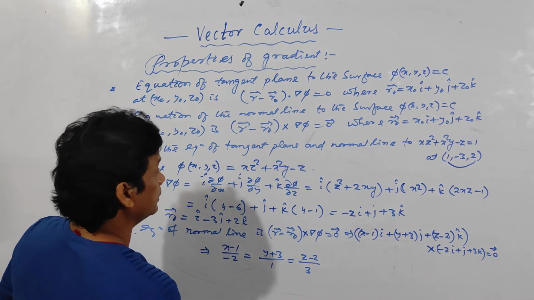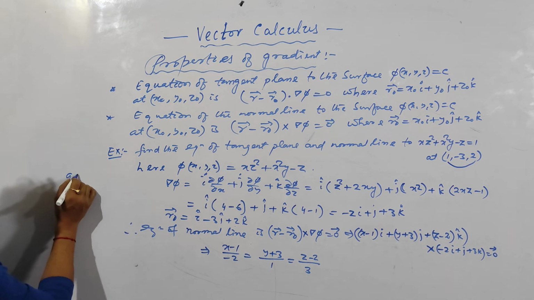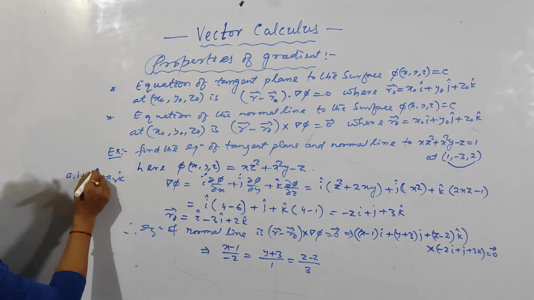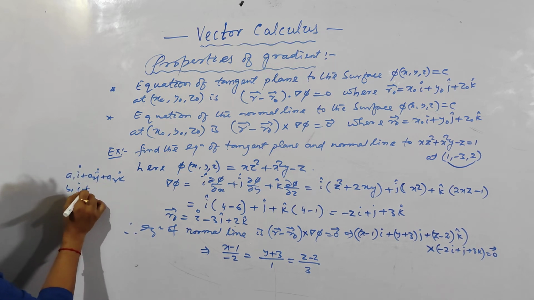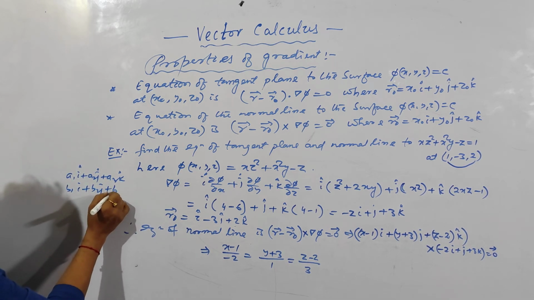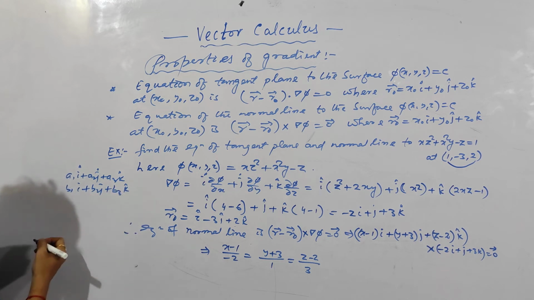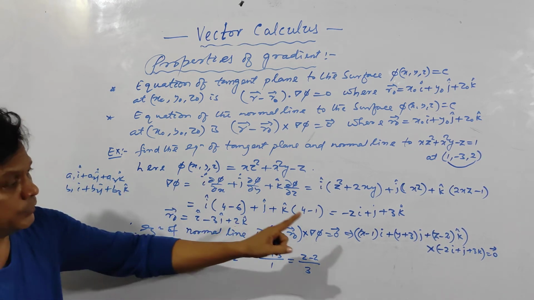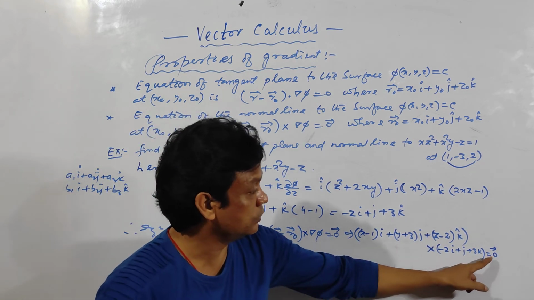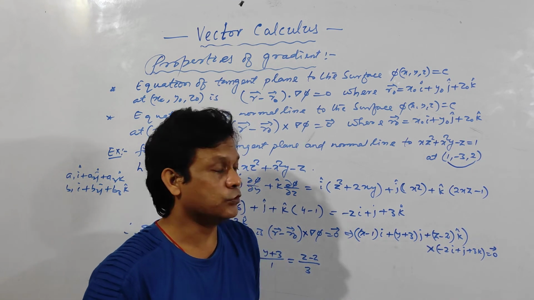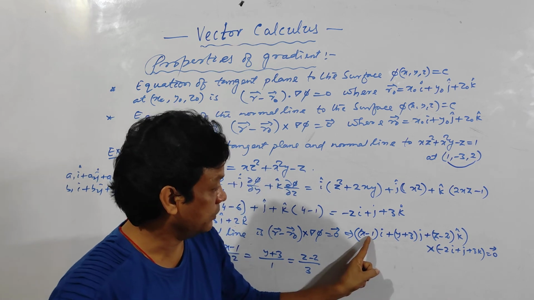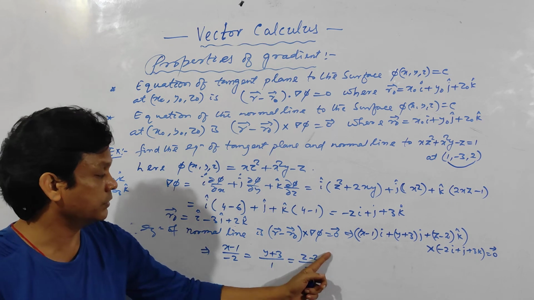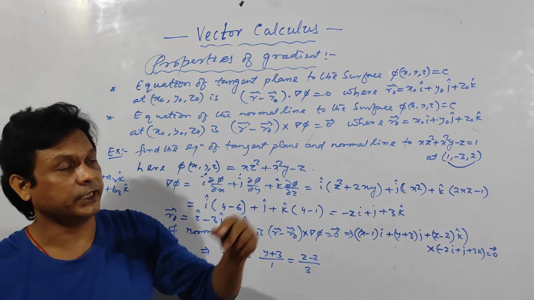The format is, if a1 I cap plus a2 j cap plus a3 k cap and b1 I cap plus b2 j cap plus b3 k cap are parallel to each other, then a1 by b1 is equal to a2 by b2 is equal to a3 by b3. And same format I have applied. This cross this is equal to 0 vector, that means these two vectors are parallel to each other. So a1 by b1 is equal to a2 by b2 is equal to a3 by b3. I have written this one. And this is the equation of the normal line at the point 1, minus 3, 2.